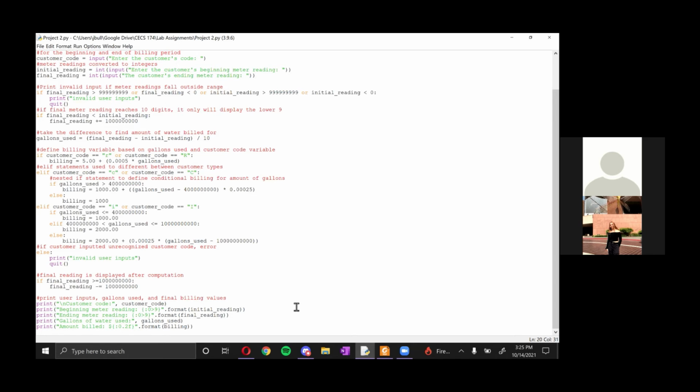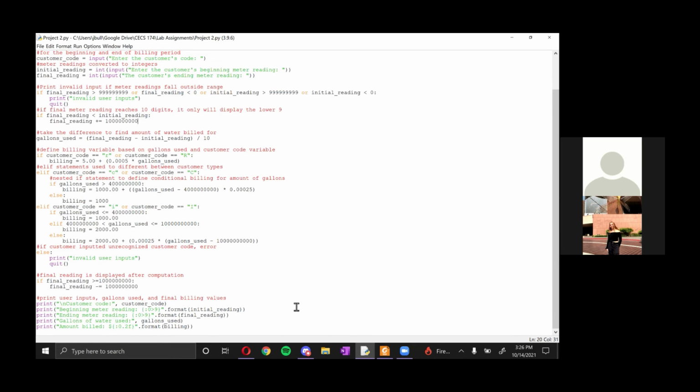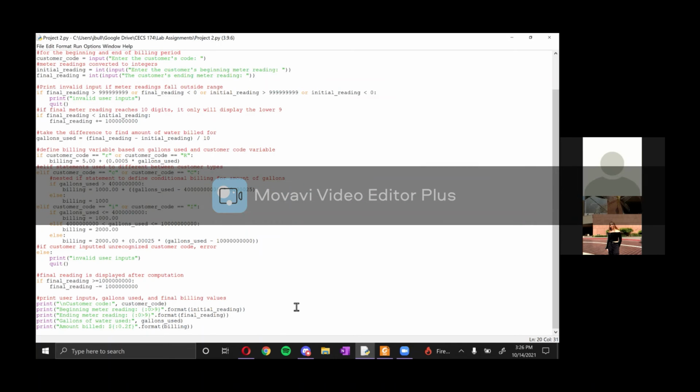We use dot format for the meter readings and for the billing to allow us to have the meter readings be a minimum of 9 digits. So if the meter reading was 5, it would have 8 zeros and then a 5 at the end, and then amount billed would have to have two decimal points at the end of it, meaning that it would be printed as a monetary value.